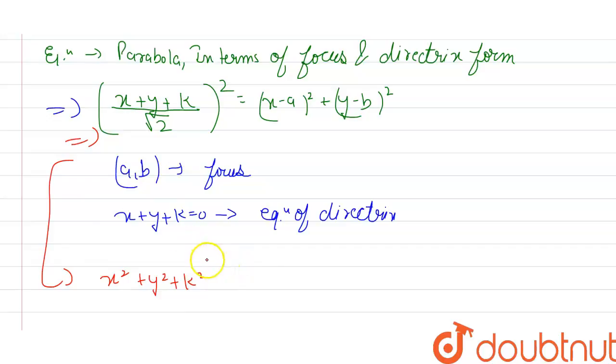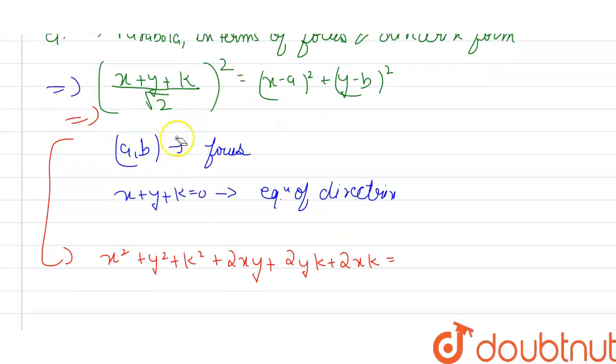Just expanding the formula of (a + b + c) whole square, plus 2xy, plus 2yk, plus 2xk. Also there is root 2 here, and root 2 whole square will be 2. So now I multiply the 2 on the RHS side.